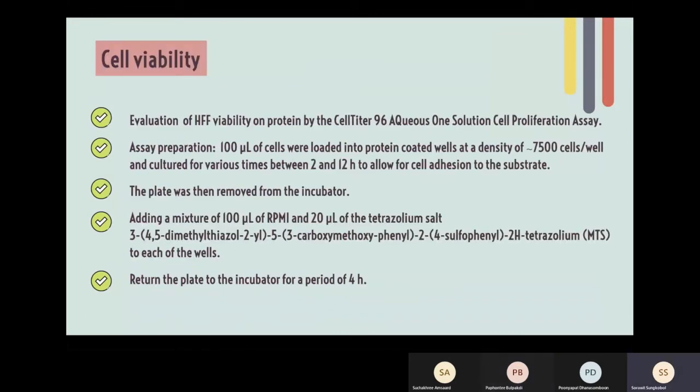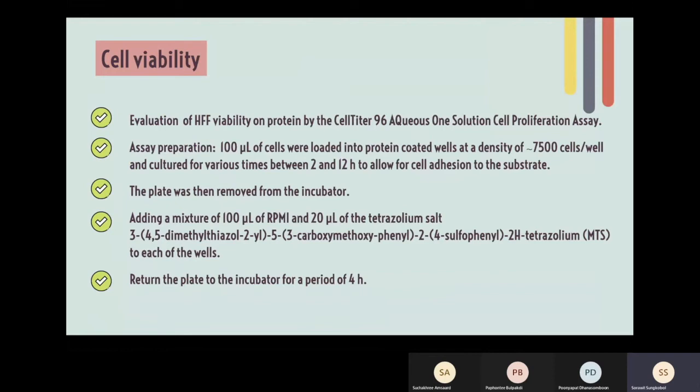For the cell viability, this is the step where we evaluate the HFF viability on our protein using the CellTiter 96 AQueous One Solution Cell Proliferation Assay. For the assay preparation, we loaded 100 microliters of cells into the protein-coated wells at a density of 7,500 cells per well.